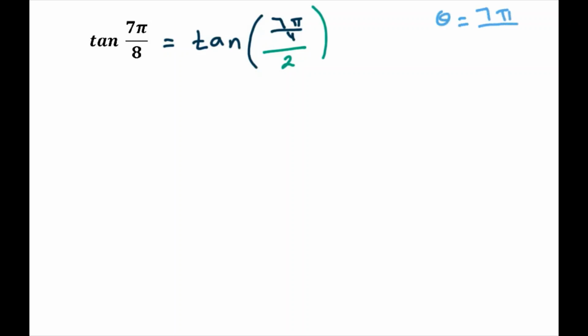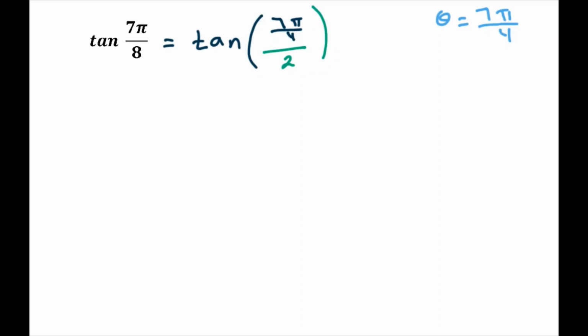Tangent 7 pi over 8. Well, 7 pi over 8 basically came from 7 pi over 4 divided by 2. That's my theta. So theta here is 7 pi over 4. If you divide it by 2, you will get 8.